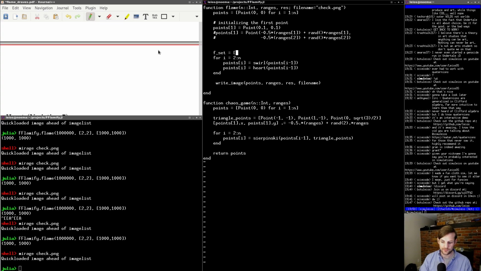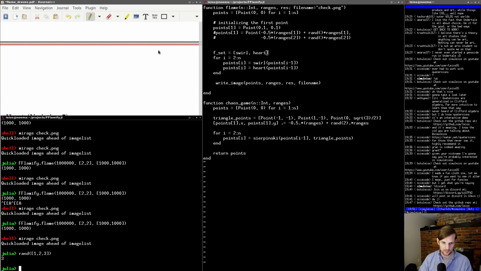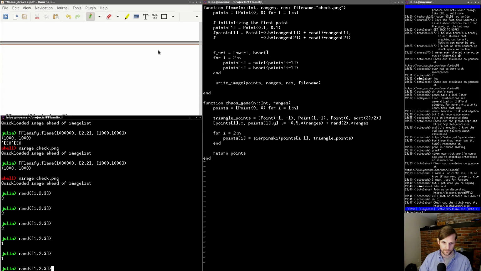It's going to be equal to, it's just going to be swirl and then heart. And then essentially what I want to do, I think we can do rand of, let's just do 1, 2, 3. Does this work? I guess. So now we want to do function.